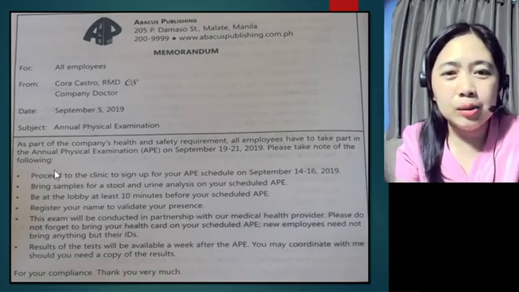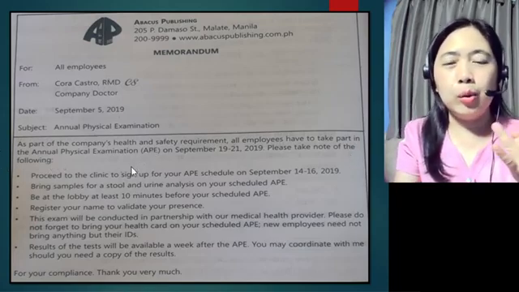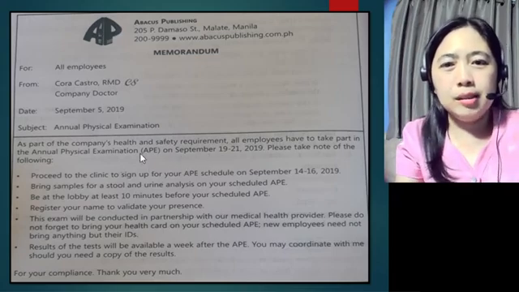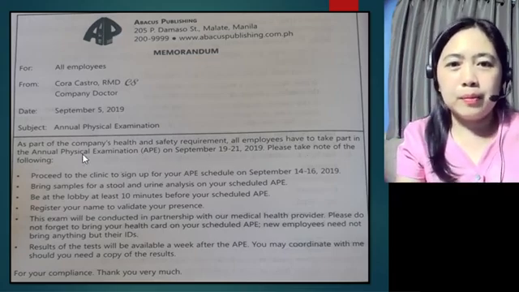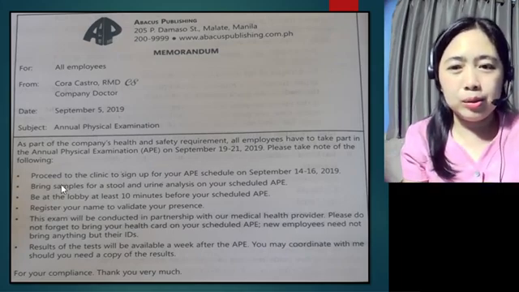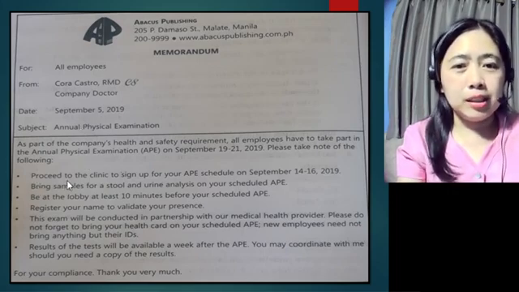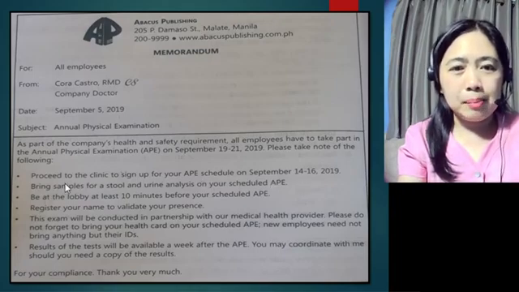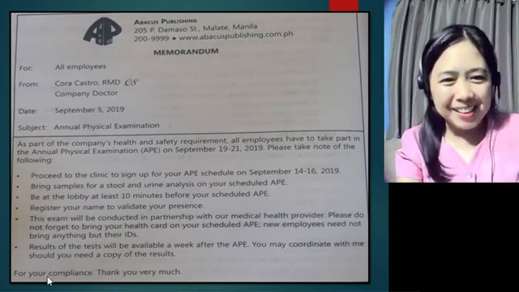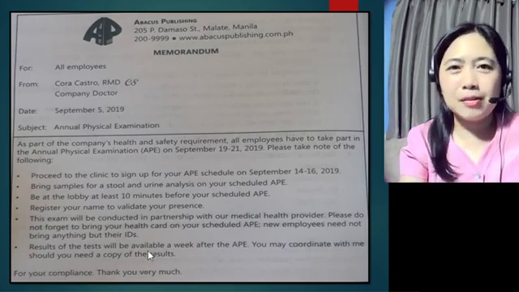And here, as you notice, the first part is the most important part of the memorandum, and it's really complete: the what, when, where, who, and what they will do. And these are the things that they have to do during the annual physical examination. First, they will proceed to the clinic to sign up for your APE schedule, then bring samples, and the rest. So at the end there is, for your compliance, thank you very much.